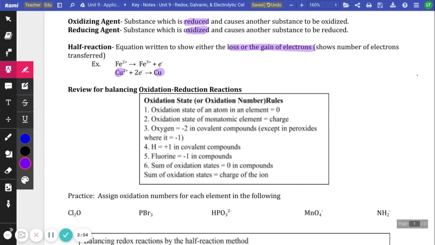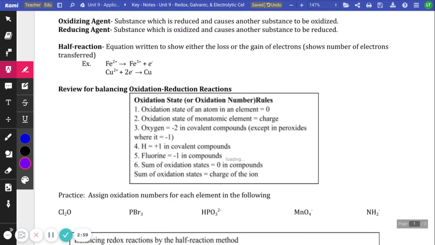To be able to figure out what's happening to our charge, we do need to figure out our oxidation states, or our oxidation numbers. So, some brief rules. Elements always have an oxidation state of 0. If you do have a charge, then the oxidation number is going to be the charge. Oxygen is always -2 in covalent compounds. Hydrogen is +1 in covalent compounds. Fluorine should be -1. Your oxidation states should always add up to 0, or the charge of the ion.